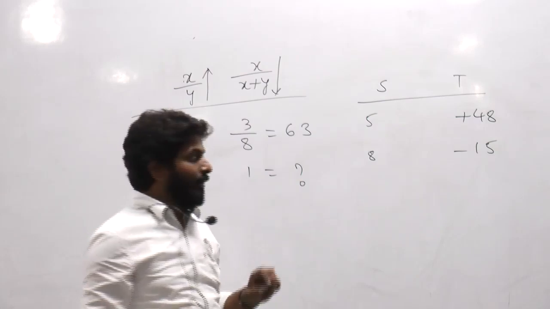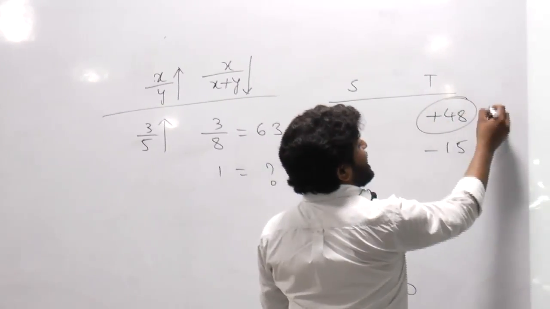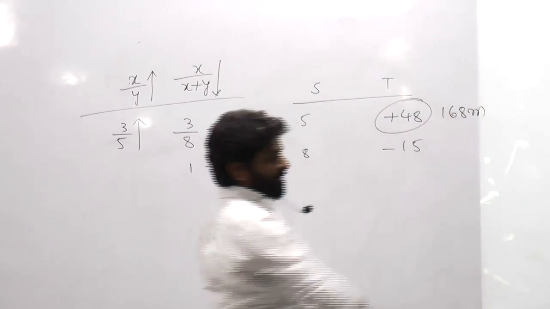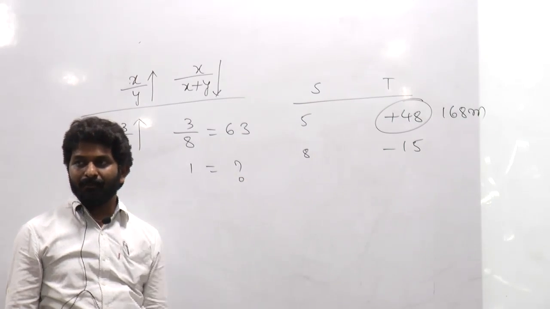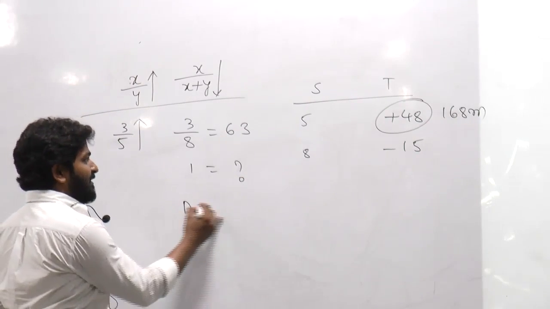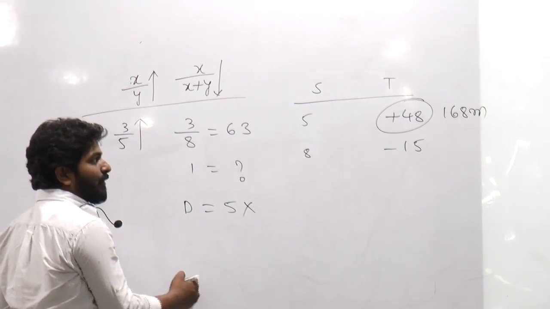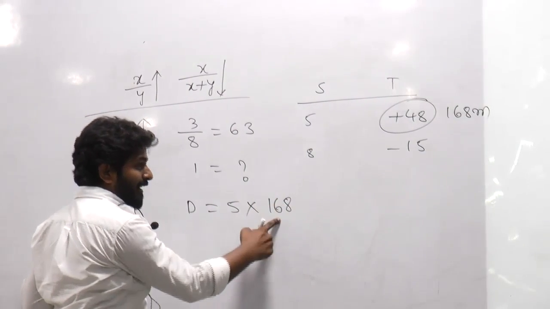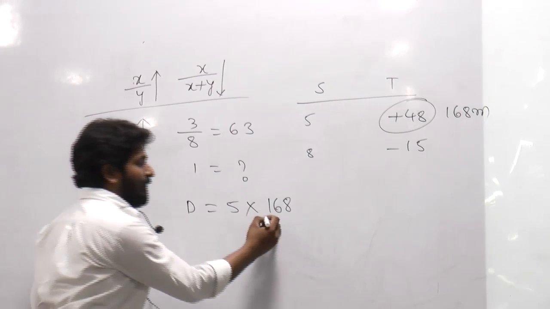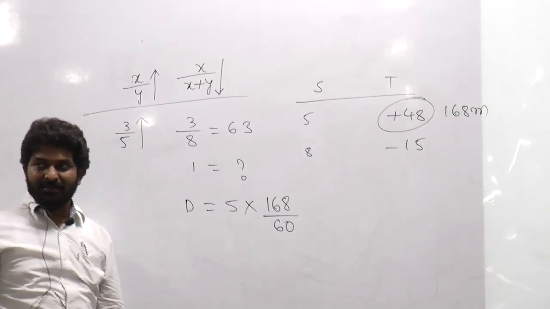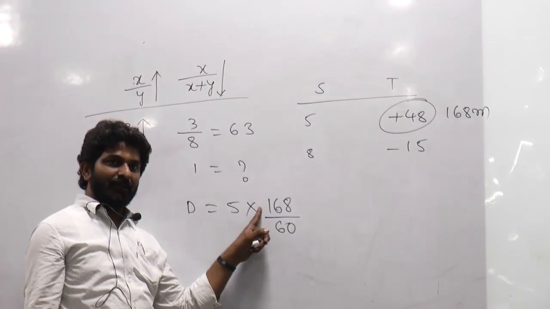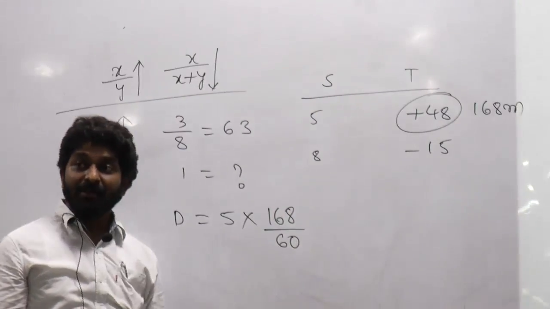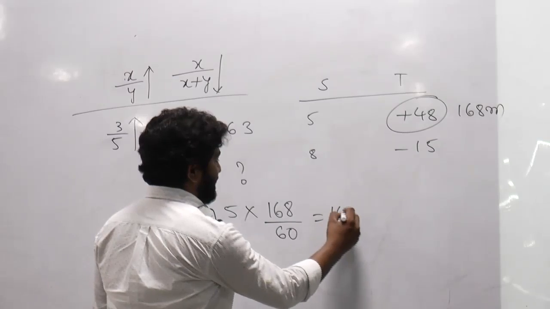Are you getting my point? So the time taken in the first case is 168 minutes, when traveled with 5 km per hour. But you are asked about distance. Distance is equal to speed into time. 168 minutes, but the speed is in kilometers per hour, so convert it to hours. That is divided by 60. 12 ones are 12, and 4 times 5 is 20... answer 14 kilometers.